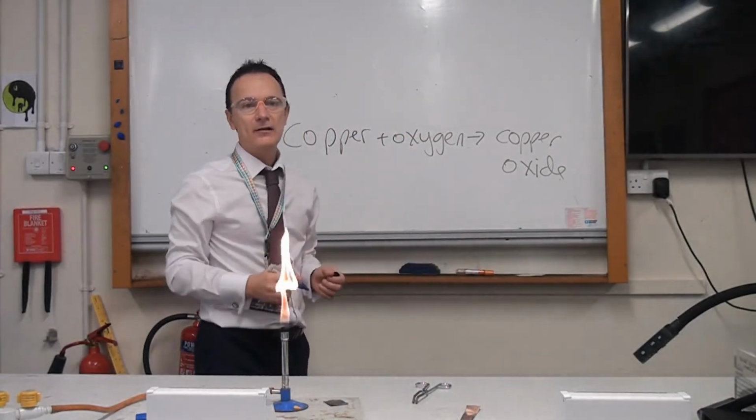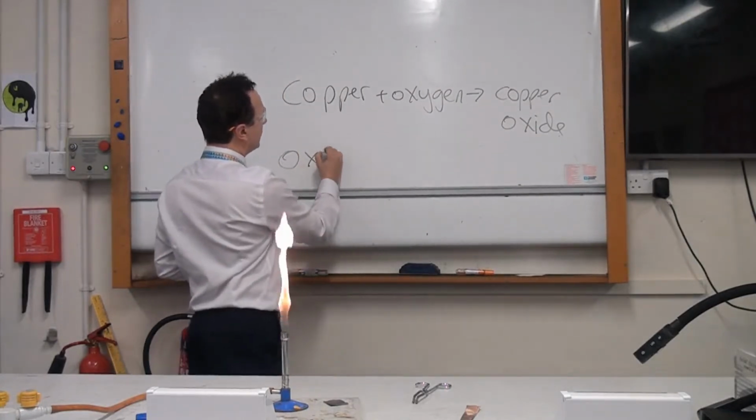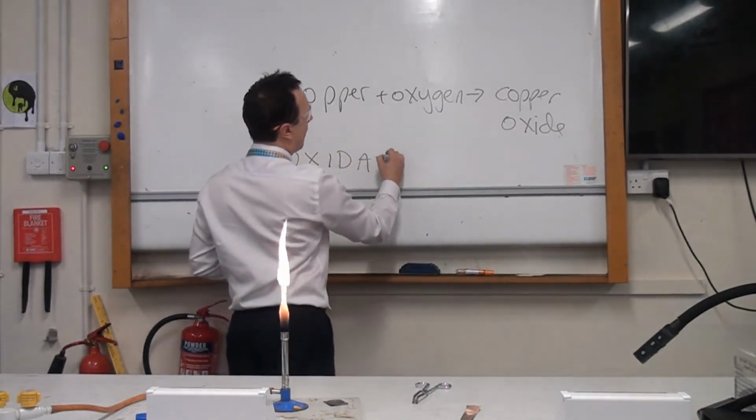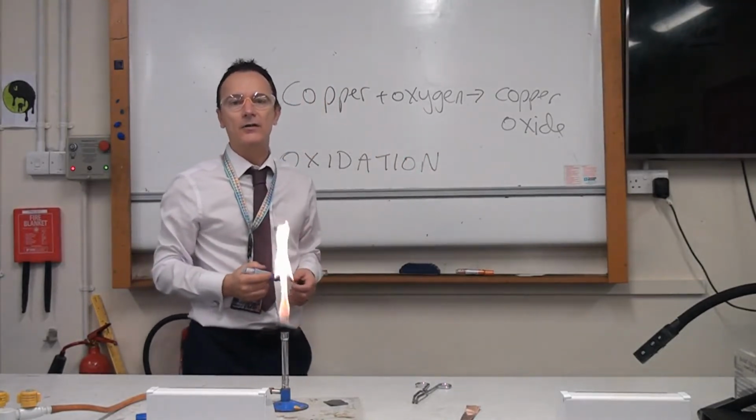And this is a really good example of an oxidation reaction. We can say the copper has been oxidized. It's joined with oxygen, and that's what we mean by an oxidation reaction.